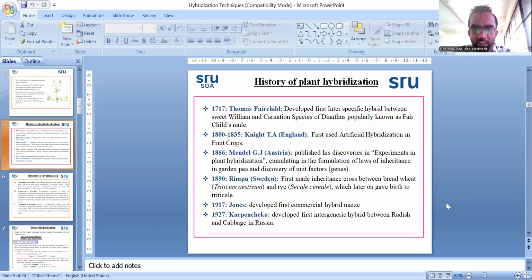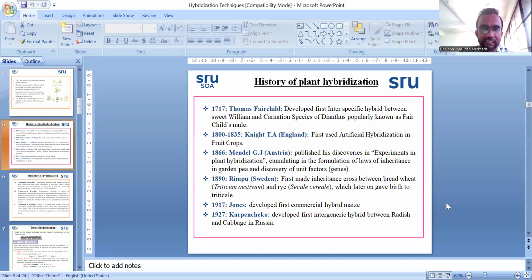Started by Thomas Fairchild, who developed the first interspecific hybrid, globally known as Fairchild's Mule. It was the first interspecific hybrid between Sweet William and Carnation species of Dianthus. After that, between 1800 and 1835, from England, one scientist was there, Dr. T.A. Knight, who first used artificial hybridization techniques in fruit crops.